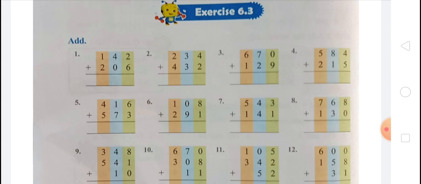543 and 141. In 543, 3 is on ones place, 4 is on tens place, 5 is on hundred place. And in 141, 1 is on ones place, 4 is on tens place, and 1 is on hundred place. So we have to add the first ones places, that are 3 and 1. So 3 ones and 1 one equal 4 ones. So 3 plus 1 equal 4.